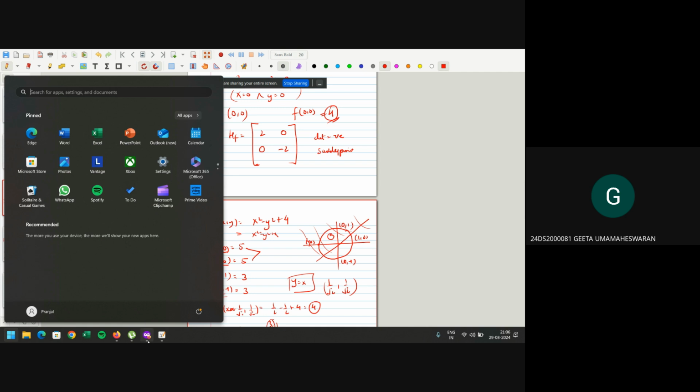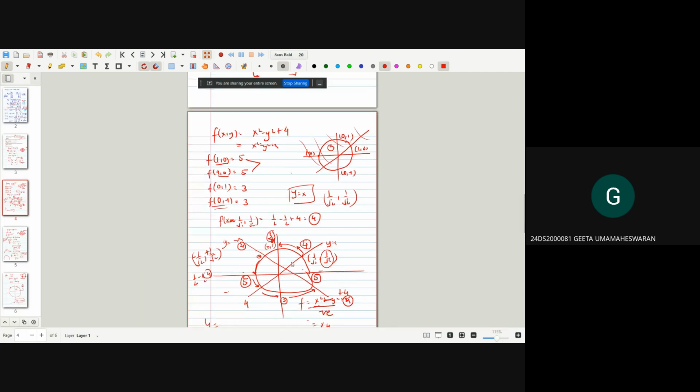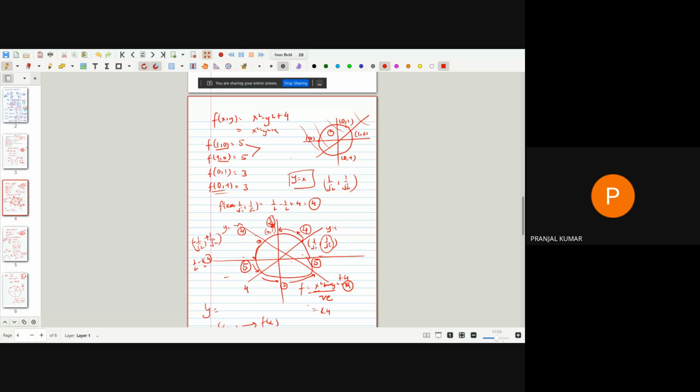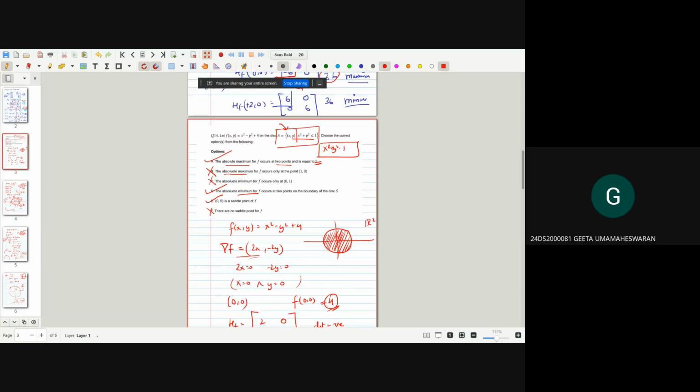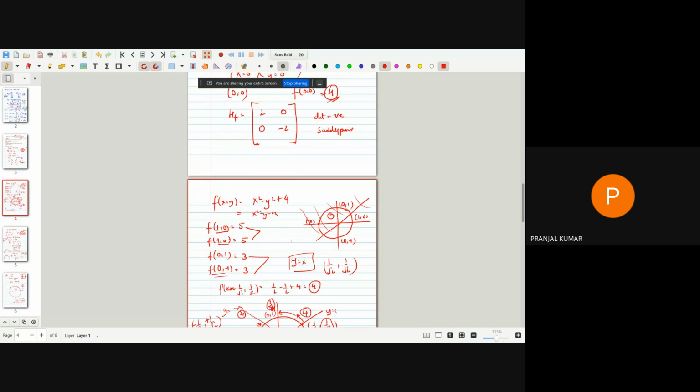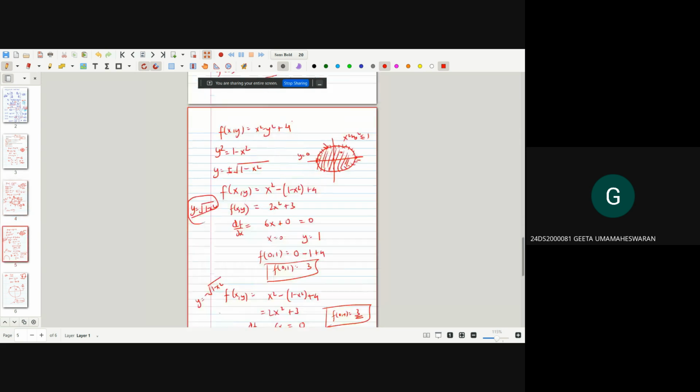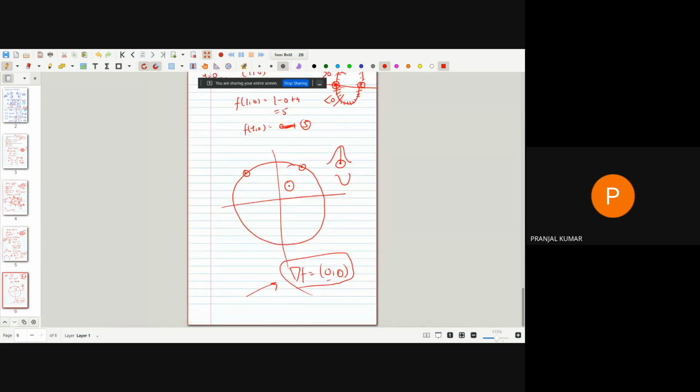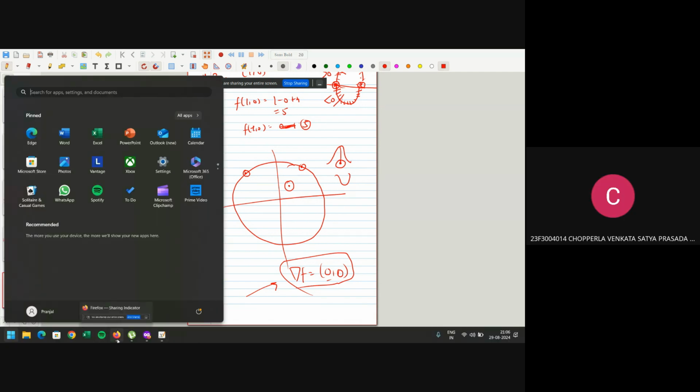Yeah, so we get two global maximums and two global minimums. Okay, so one method was to use this. But that might not always be possible. But sir, I didn't understand that method.